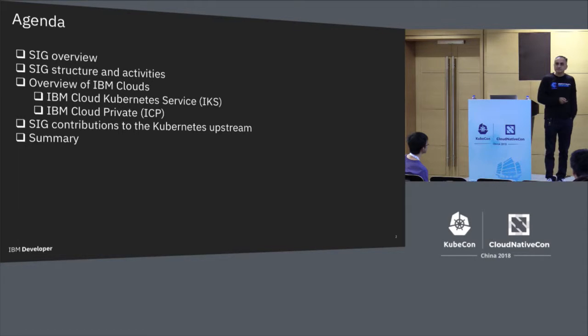We'll not go into much detail, but just provide an overview, because the SIG is about those IBM public and private clouds from a Kubernetes perspective. Then we'll talk a little bit about the SIG contributions we are making to the upstream Kubernetes on the various projects, and then we'll summarize the talk. If you have any questions, please feel free to interrupt anytime.